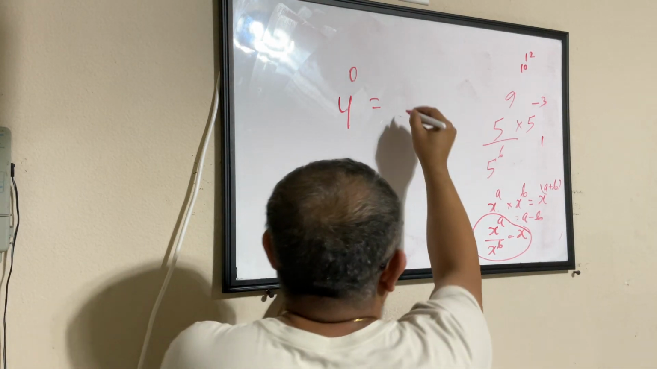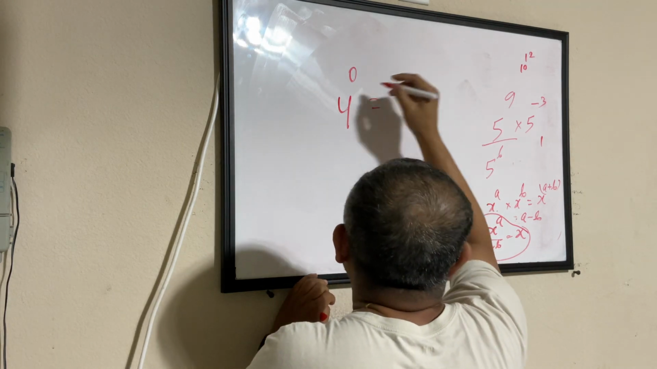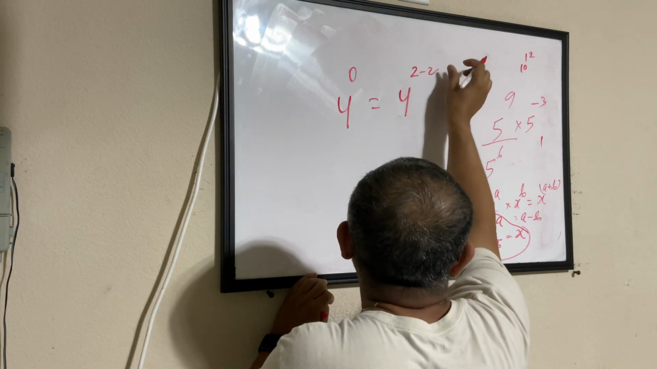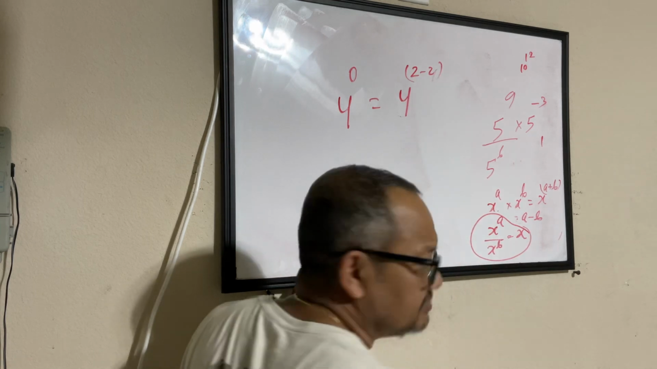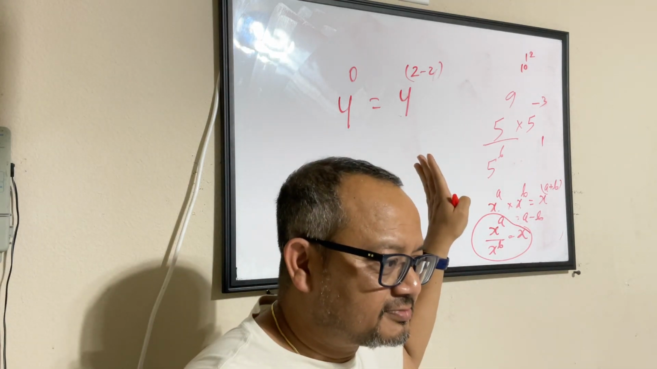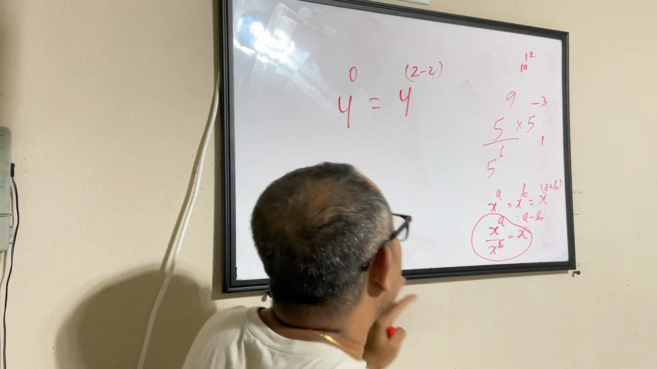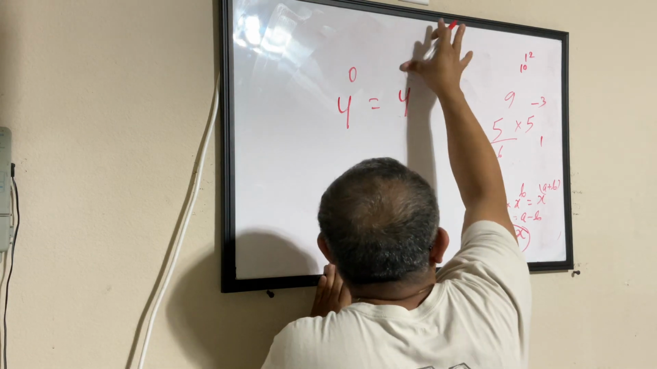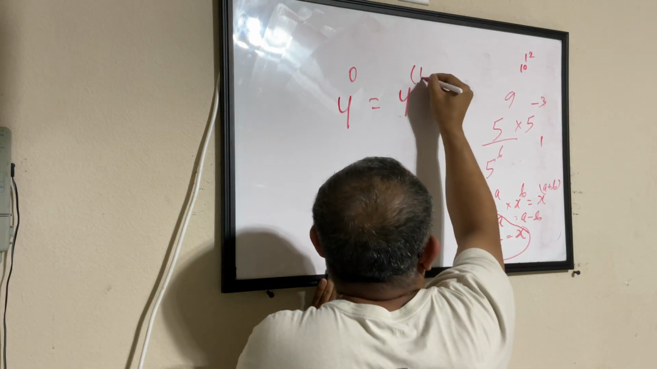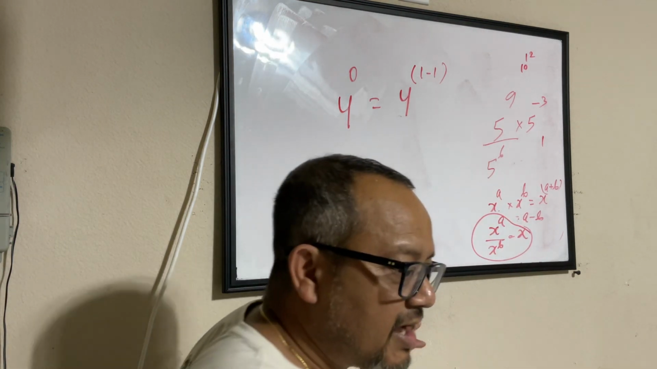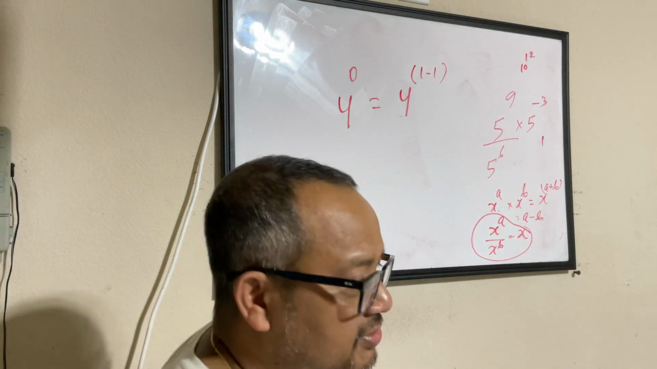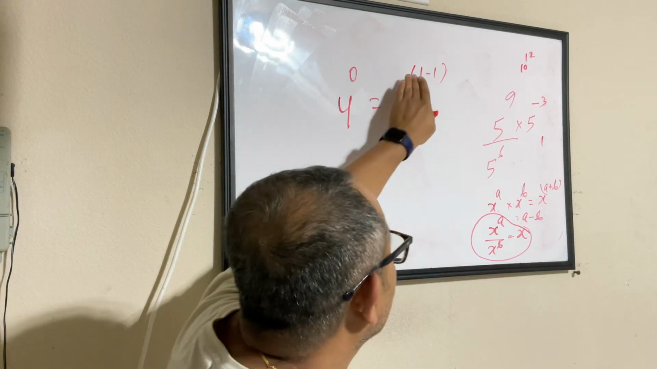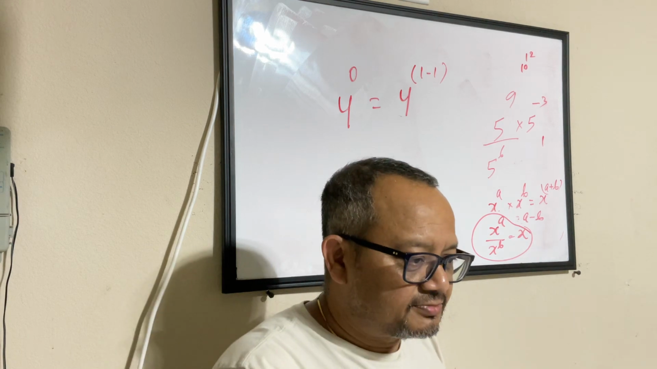Something to the power 0, okay? Can I say this 0 means 2 minus 2? That is what will get me a 0. Or maybe for the sake of simplicity, let's make it even simpler. I had 4 to the power 0. 0 I wrote as 1 minus 1. That gets me a 0.